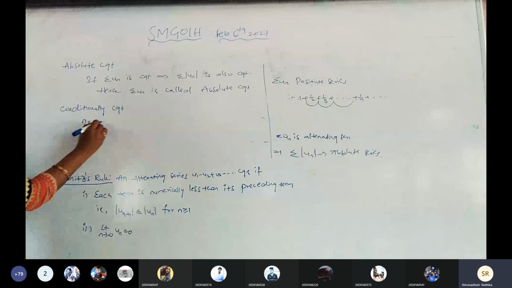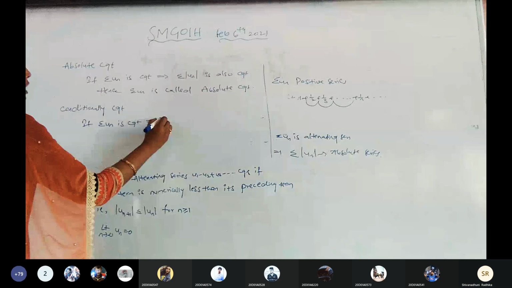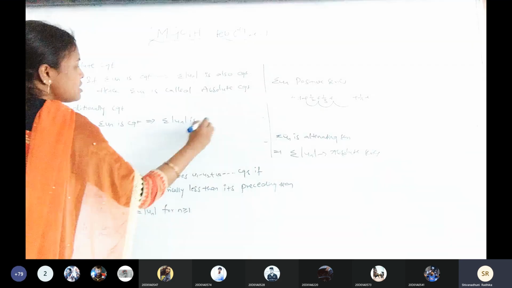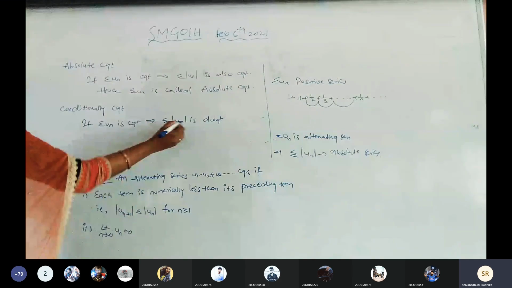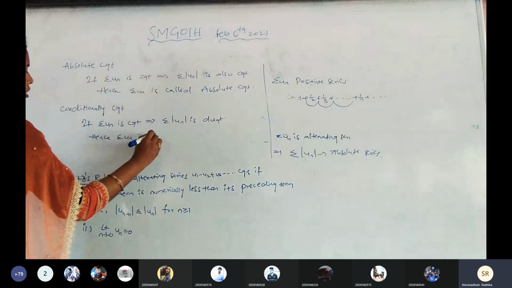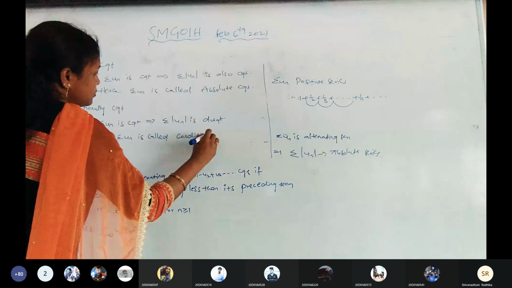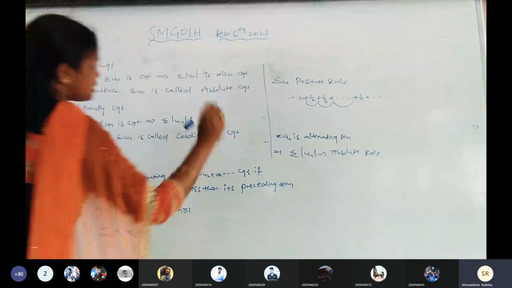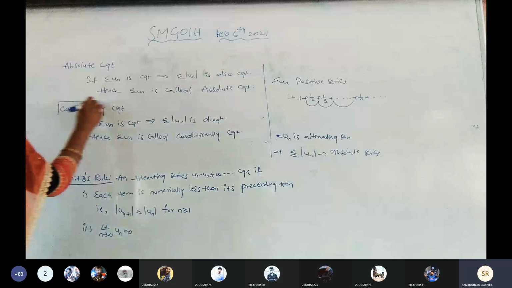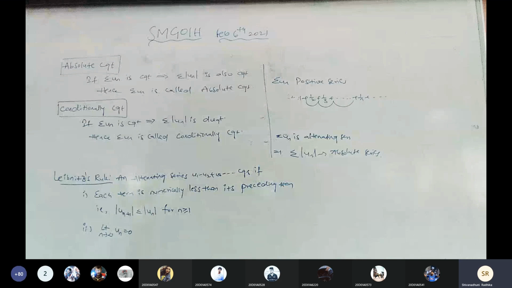Next. If the given alternating series is convergent, then summation of mod un is divergent. Summation of mod un is divergent. Hence, summation un is called conditionally convergent. Conditionally convergent. Is it clear, all of you? What is absolute convergent? What is conditionally convergent? Is it okay? Is it clear? Okay, ma'am.